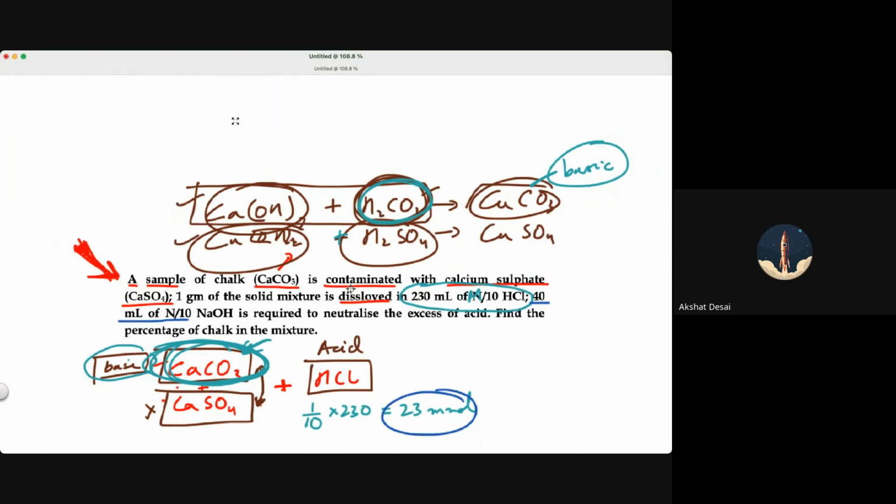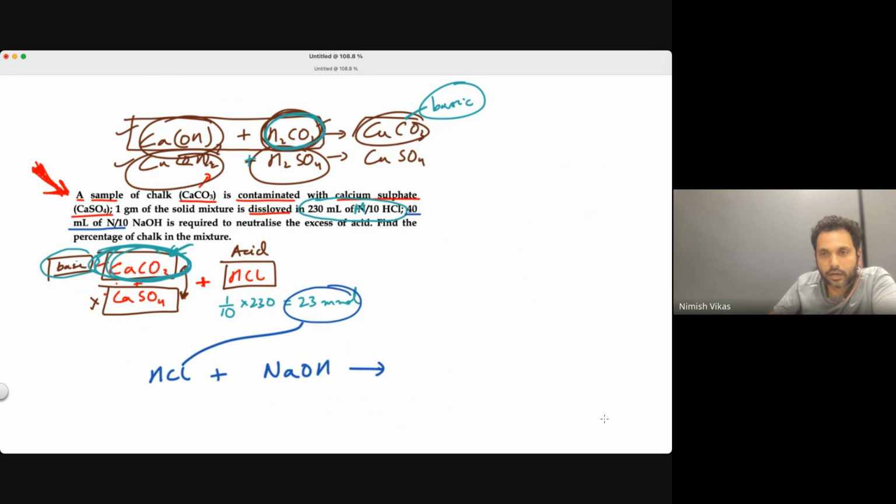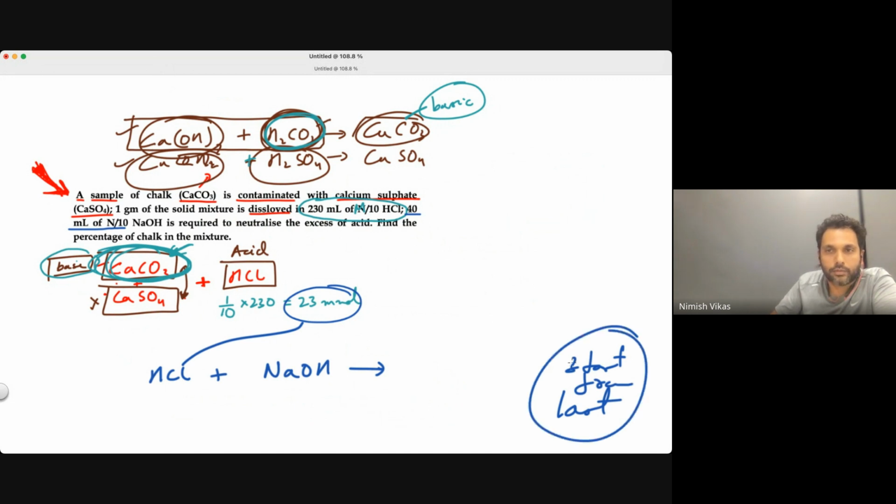Yes, sir. So what's the story? Now they will say that this NaOH is required to neutralize the excess acid. Sometimes they use the word exactly and all. So I know that the excess HCl out of the 23 millimoles is reacting with NaOH. And this is my last reaction, so I will start from the last. In all stoichiometry questions, you start from the last thing they say.